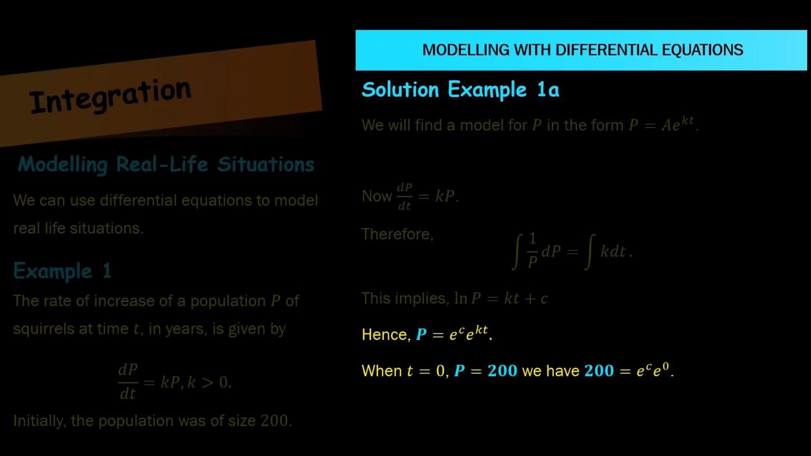Plugging P equals 200 into our equation and plugging t equals 0 into our equation gives us that 200 equals e to the power c times e to the power 0. So we have 200 equals e to the power c. And therefore, this implies that P equals 200 times e to the power kt.